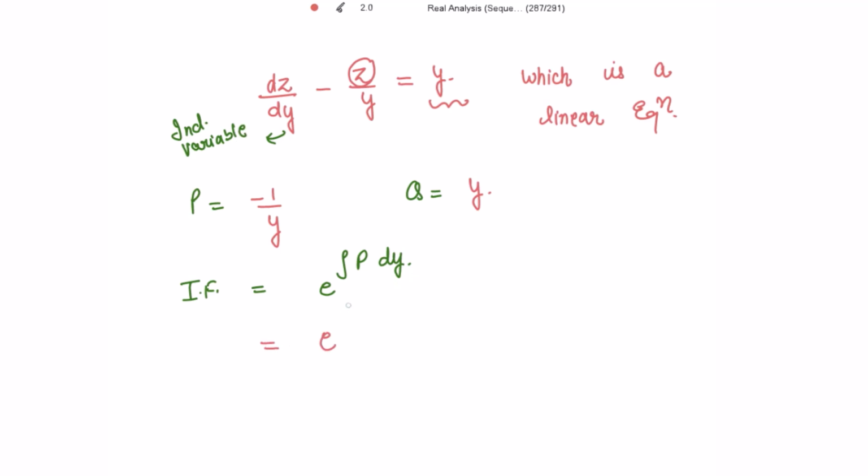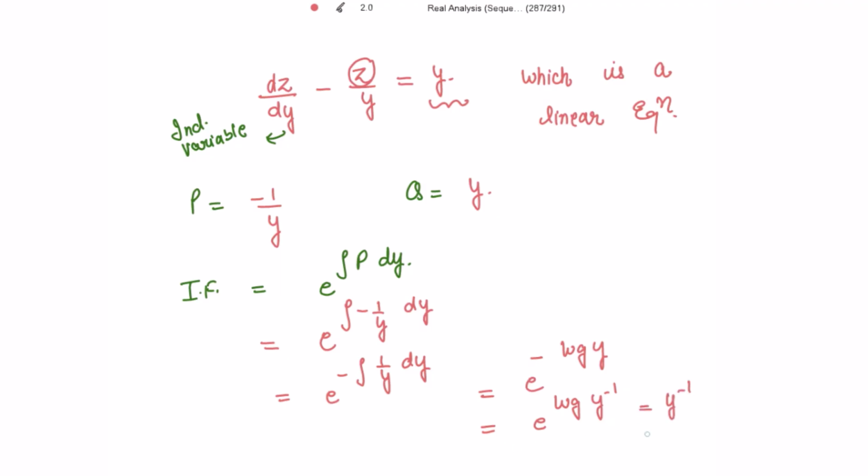So always take the independent variable in the formula, right? Solving this, e to the power integral of p, which is minus 1 by y dy. So this is equal to e to the power minus of the integration of 1 by y dy. That is equal to e to the power negative of log of y, and we can also write this further as e to the power log of y inverse. And that is equal to y inverse, which is 1 divided by y. So the integrating factor is 1 divided by y.